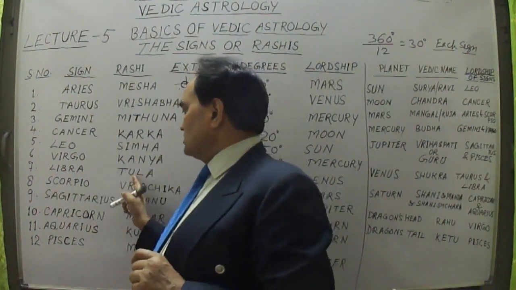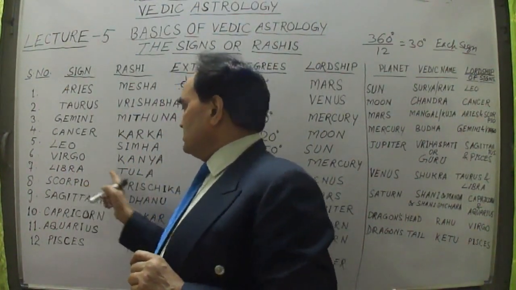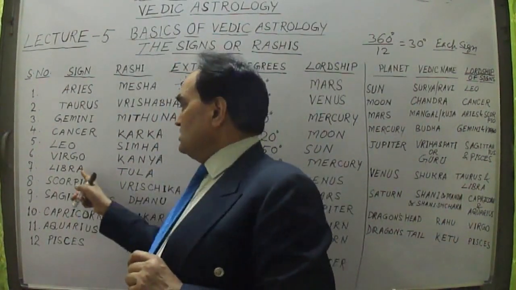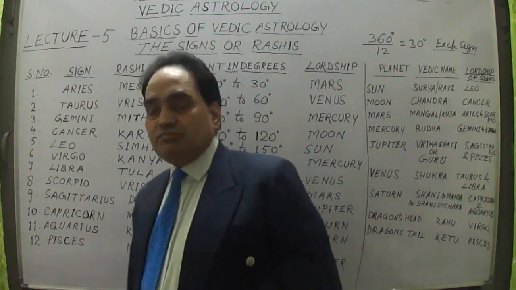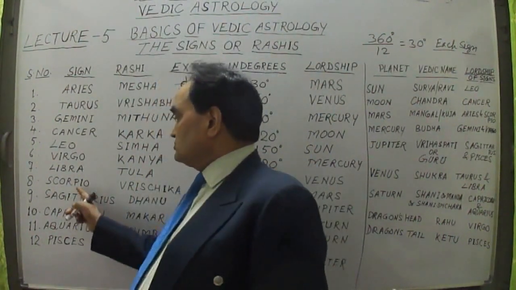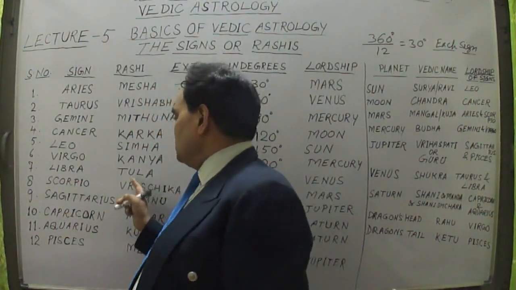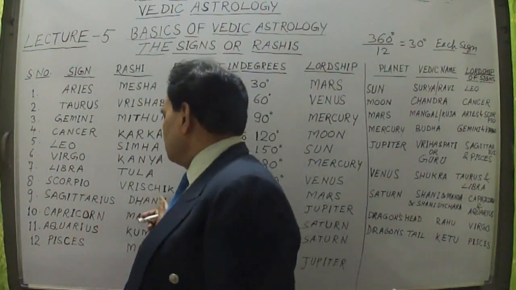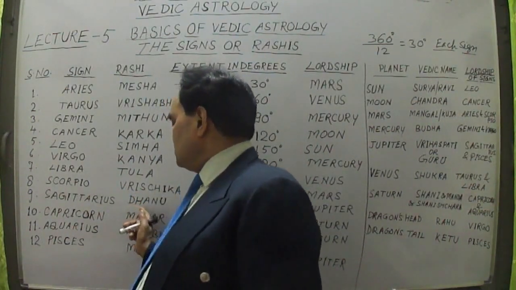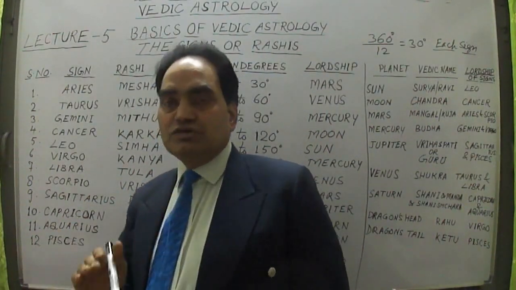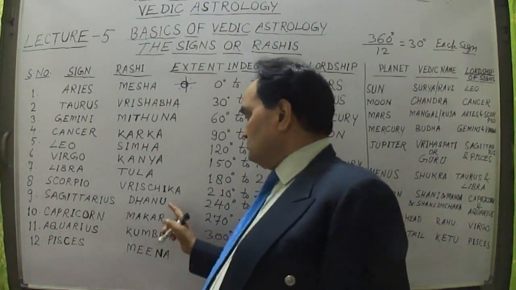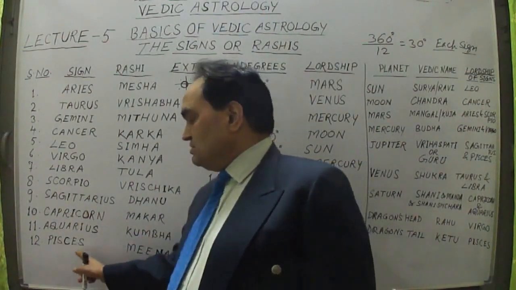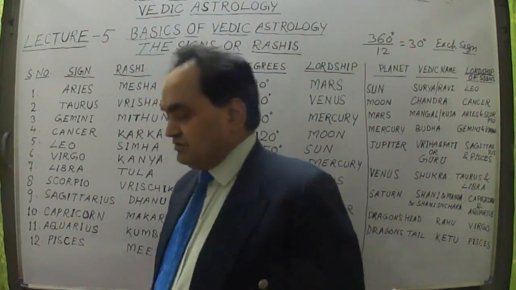Kanya Rashi, Tula Rashi or Libra. Tula is the Sanskrit or Vedic astrology name, and Libra is the English name, right? Then the eighth one is Scorpio, all right? Scorpio is known as Vrishchik Rashi in Vedic astrology. Sagittarius is known as Dhanu Rashi, Dhanu, right? And Capricorn is Makar Rashi, Aquarius is Kumbh Rashi, and Pisces is Meena Rashi, all right?